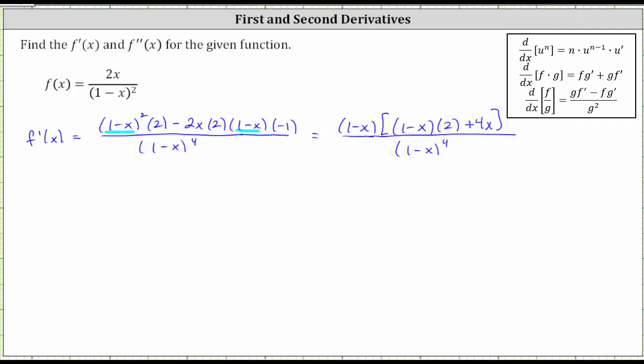Continuing to simplify, again we have 1 factor of 1 minus x in the numerator and 4 in the denominator. The x minus 1 in the numerator simplifies to 1, and the 4 factors of 1 minus x simplifies to 3 factors of 1 minus x. So the first derivative has a denominator of the cube of 1 minus x. And now in the numerator, if we distribute 2, we have 2 minus 2x, and then we still have plus 4x. The numerator simplifies to 2 plus 2x, or 2x plus 2.